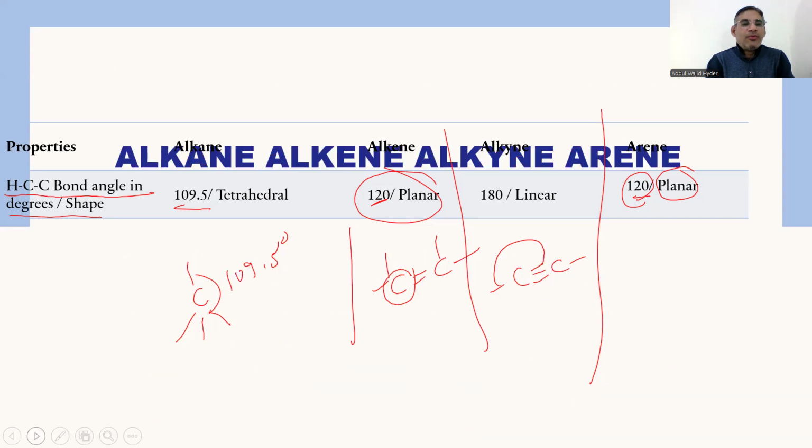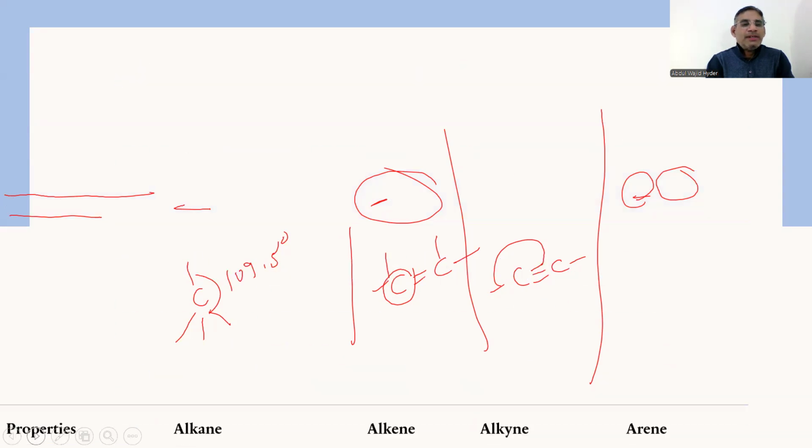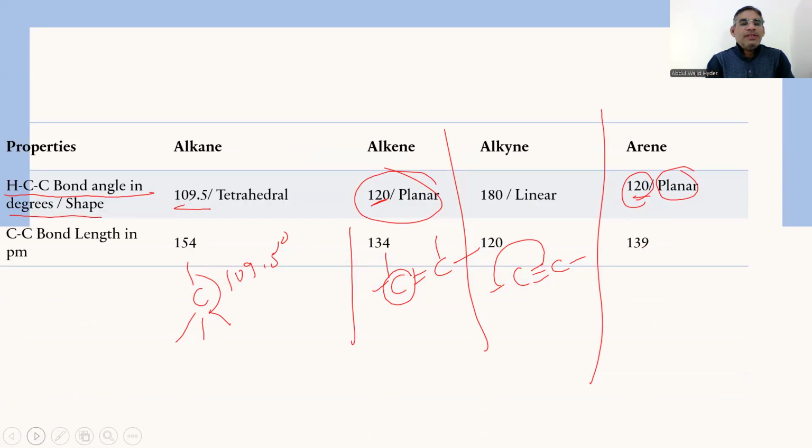Now see what next property related to these alkanes, alkenes, alkyne and arene is CC bond length. Bond angle is over. Now it is bond length. CC bond length. See here in alkane, CC bond length will be 154. In alkene, it will be 134. And in alkyne, it will be 120. That is there in picometer.